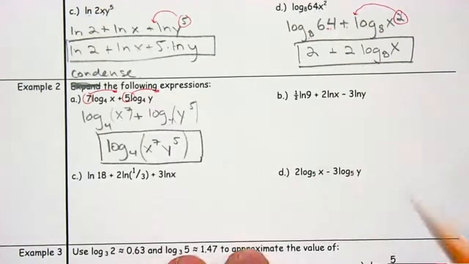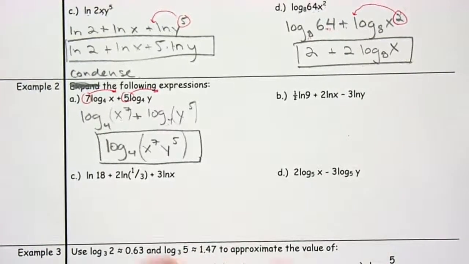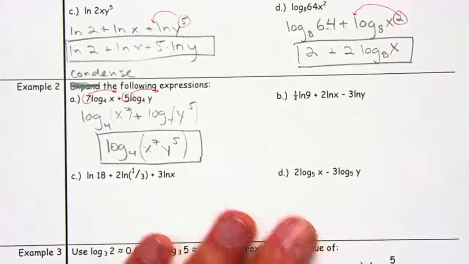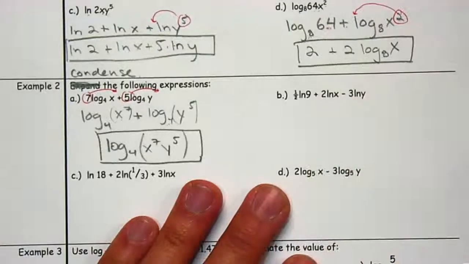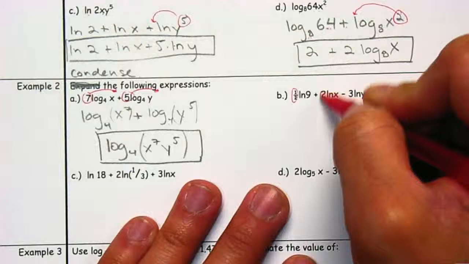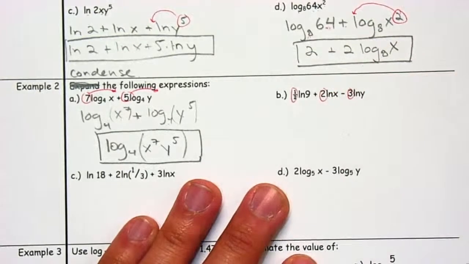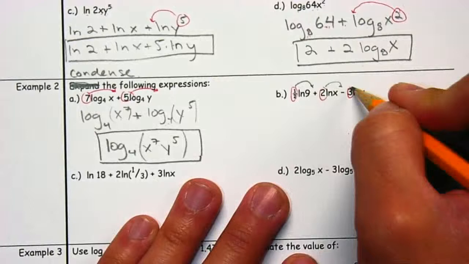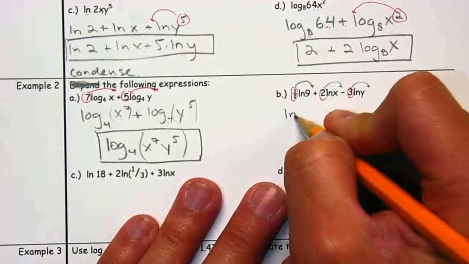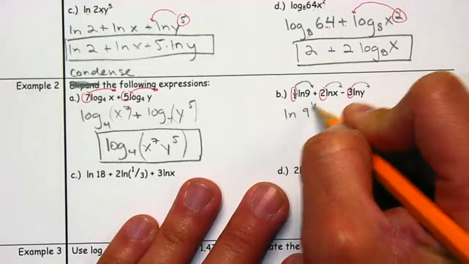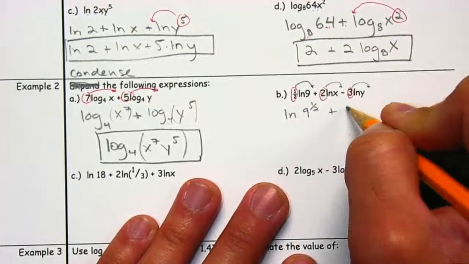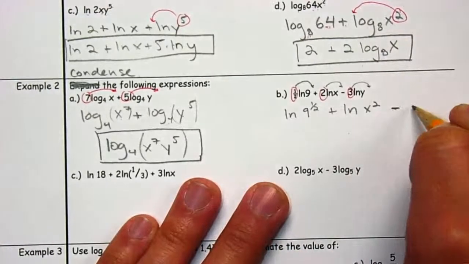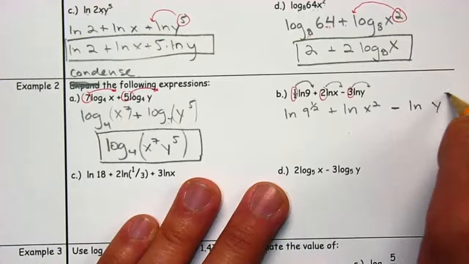Right. Next one, we have ln, which again, like I said, just treat it as if it says log. It's a special base that we'll learn about next time. So first thing we're going to do is take care of all these exponents. So the 1/2 goes back up there, 2 goes back there, 3 goes back there. I have ln of 9 to the 1/2 plus ln of x squared minus ln of y to the 3rd.